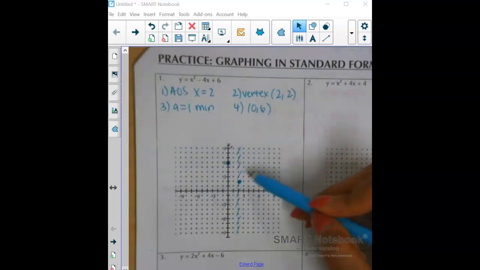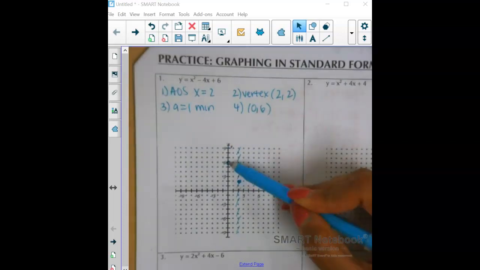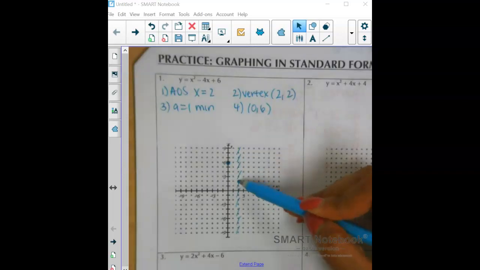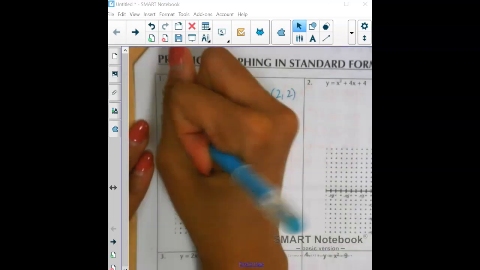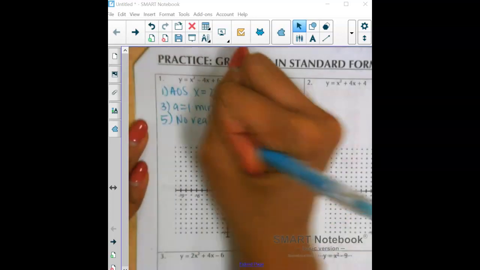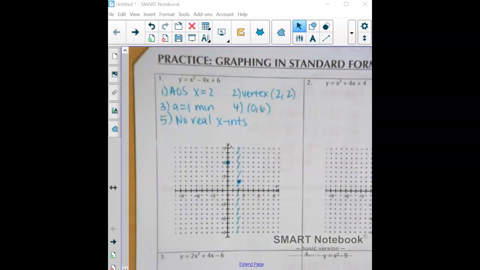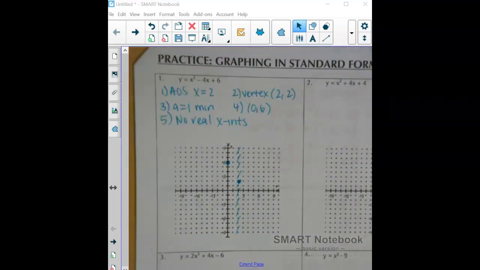So if this graph is going to be opening up, we already have the vertex, we already have a point that's going to be on that curve. It's just going to open up this way. If that's true, is it going to ever touch the x-axis? No. Remember, there are 3 types of solutions for quadratic equations: no solution, 2 solutions, and 1 solution. We did this several weeks ago when we were talking about solving quadratic equations. So for this question, for step 5, you can put that there are no real x-intercepts. There might be some imaginary ones, but I don't need the real or the imaginary ones. I just want the real x-intercepts.